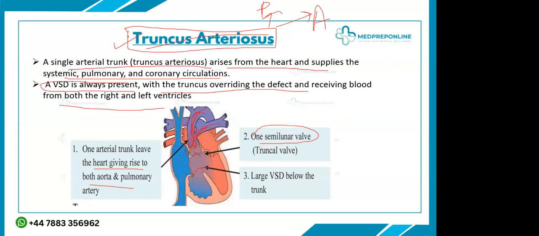This is the VSD, and this is the common origin from the right and the left ventricle of this truncus arteriosus, and there is a common valve, that is the truncal valve. There is no separate pulmonary and aortic valve. After mixing of the blood, it is going to divide into the pulmonary artery, and this is then the aorta. And then they are supplying the respective circulation with the mixed blood, deoxygenated and oxygenated blood.